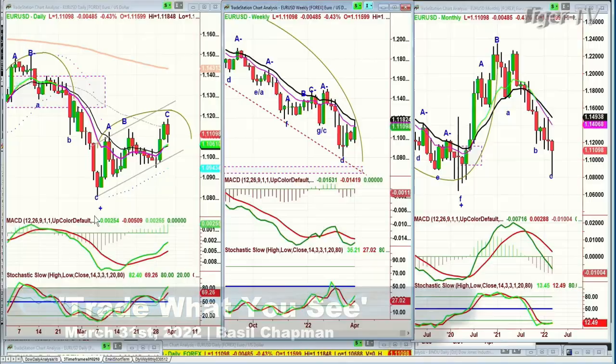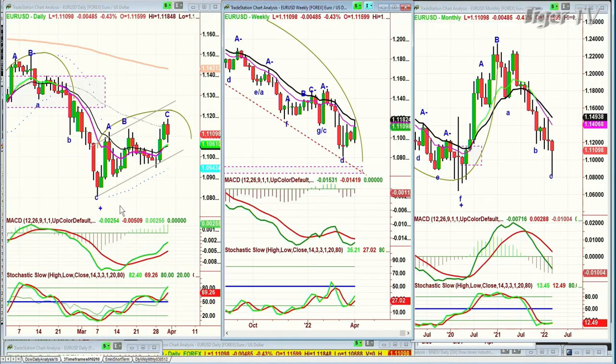Hi folks, Basil Chapman sitting in for Larry Pesavento's hour. We're looking at the currencies. We're looking at the euro-dollar currency pair. In the daily chart, it's gone from this trough C to a leg C. Not a big move, but it is a move nevertheless. The MACD is good. The stochastic is very weak at 69%. And the 9 has just crossed positive, but this is early in the game.